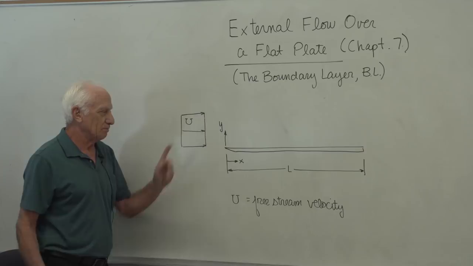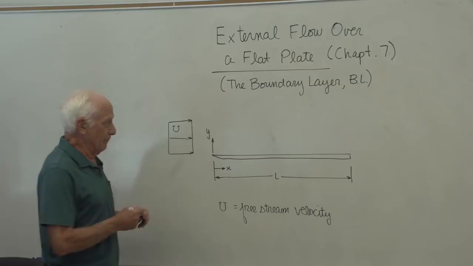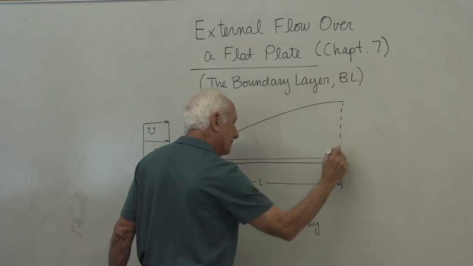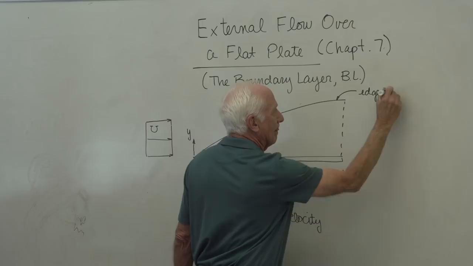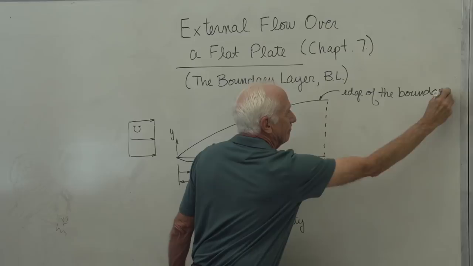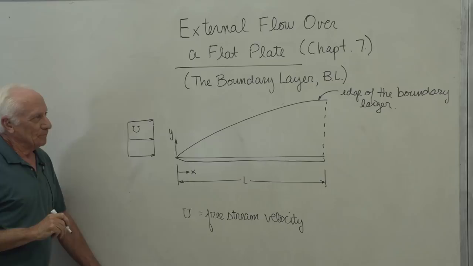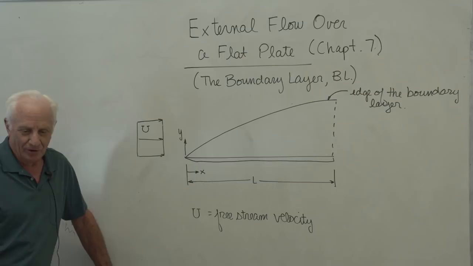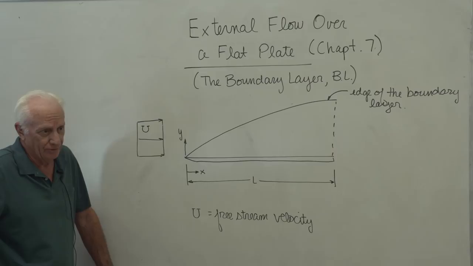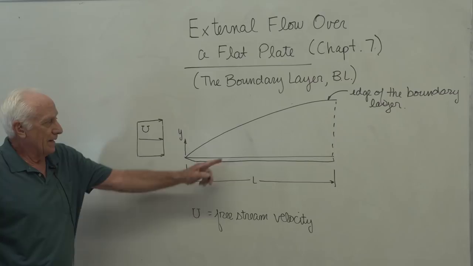That's approaching this plate. When it strikes the plate, a boundary layer builds up. So I'm going to show the boundary layer like this. This is called the edge of the boundary layer. What is the boundary layer? Okay. The word gives it away. It's a layer near the boundary of a solid body in external flow. So it's the layer of fluid close to the body, the boundary.